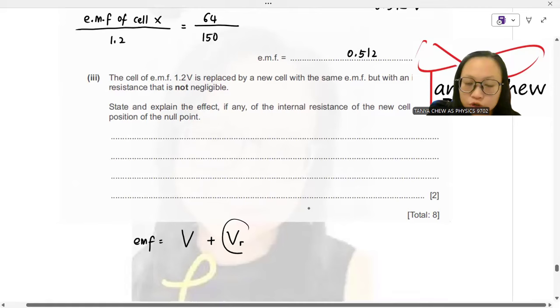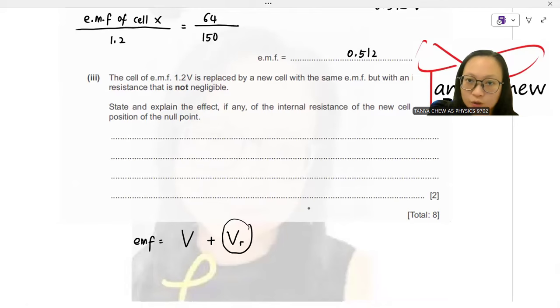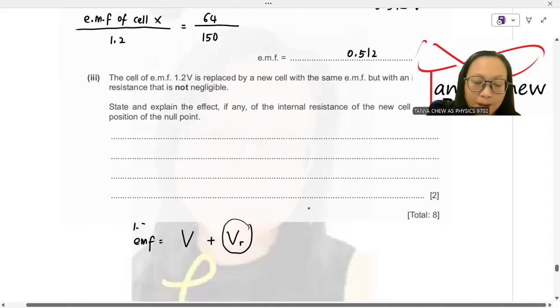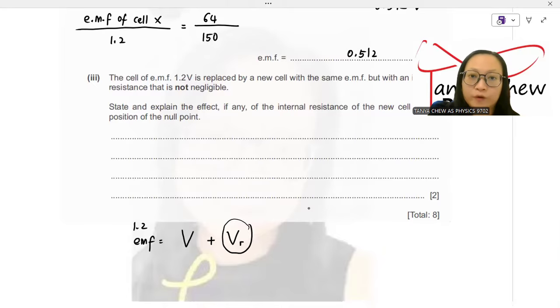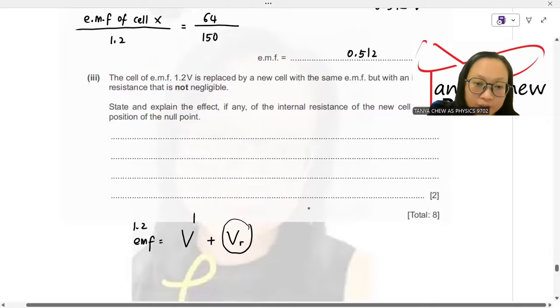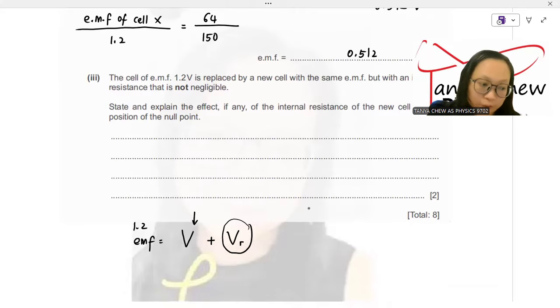Due to this internal resistance, the EMF value is the same, which is still 1.2, but it has to be shared. The terminal PD across cell X and across the wire needs to be shared with the internal resistance. That is why the terminal potential difference is decreasing. The internal resistance causes the total resistance of the whole circuit to increase, so the length must be increased. The length output, right?